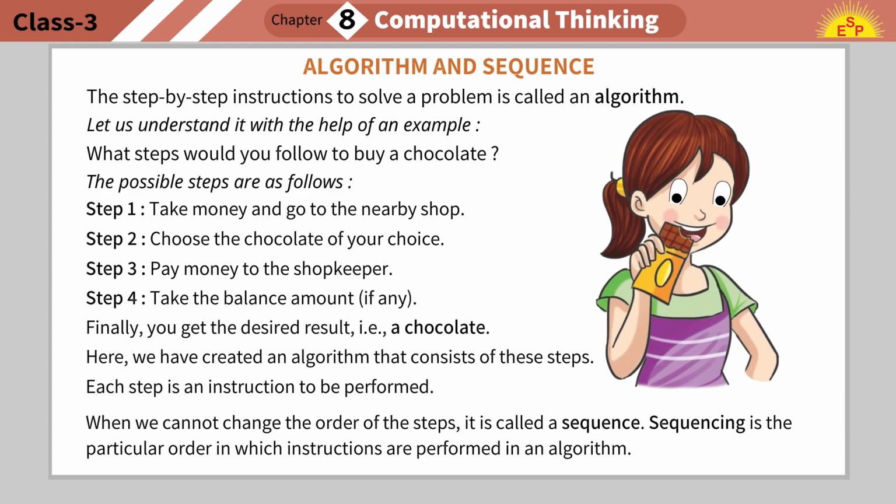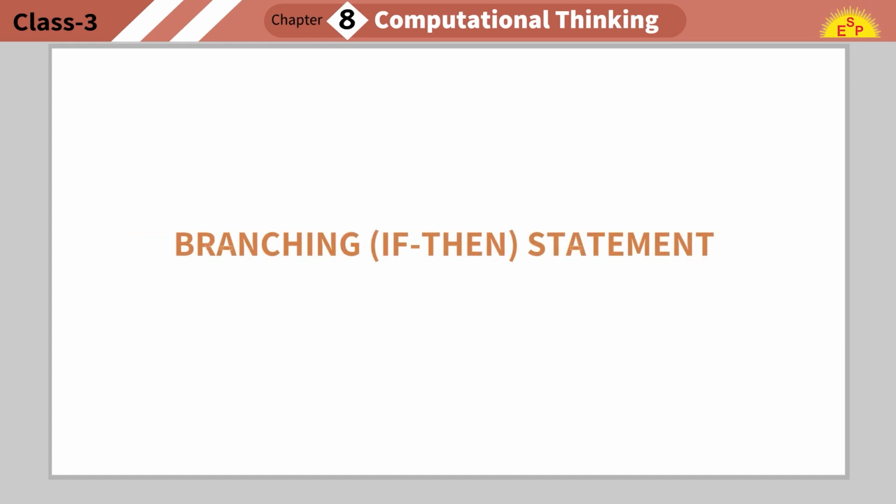Here, we have created an algorithm that consists of these steps. Each step is an instruction to be performed. When we cannot change the order of the steps, it is called a sequence. Sequencing is the particular order in which instructions are performed in an algorithm.